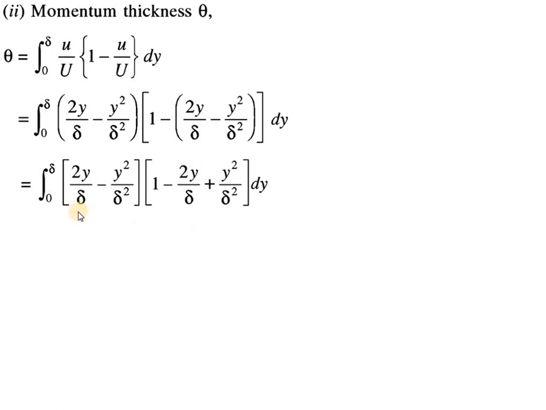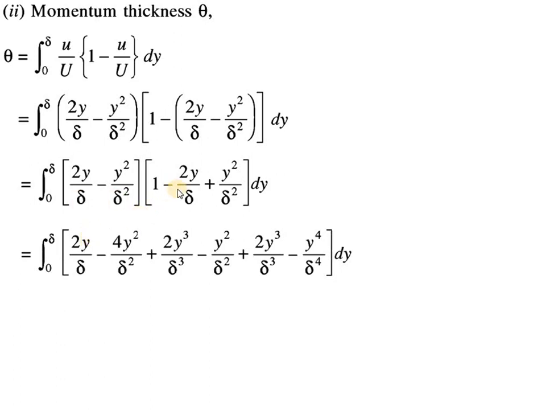So firstly we will perform multiplication of 2y by delta with the whole bracket. Then we will proceed with multiplication of the second term with the whole bracket. So multiplication of 2y by delta with 1 gives us 2y by delta. Multiplication of 2y by delta with 2y by delta gives us 4y square by delta square, and this is negative over here, that's why it has been absorbed over here.